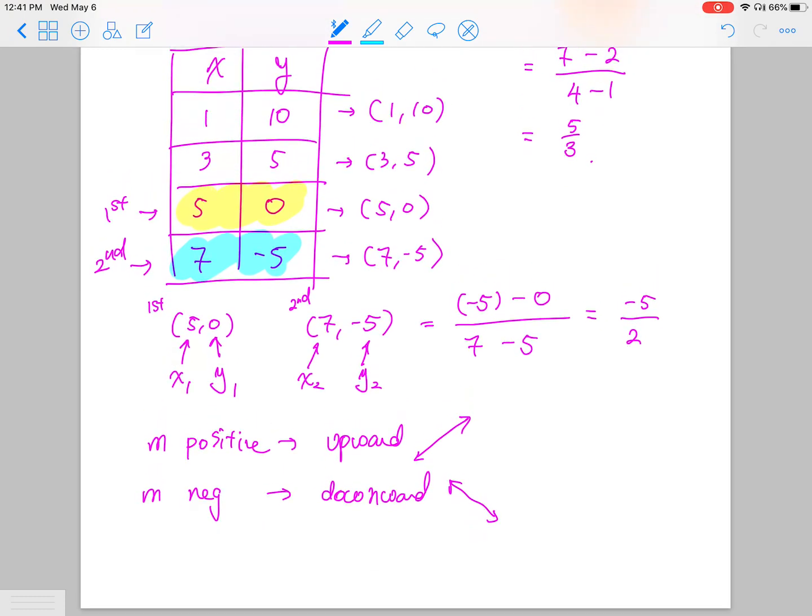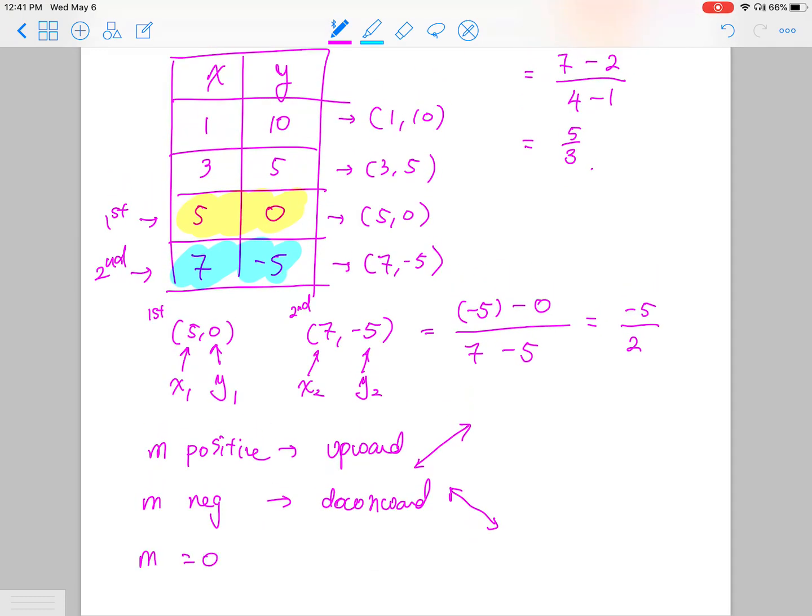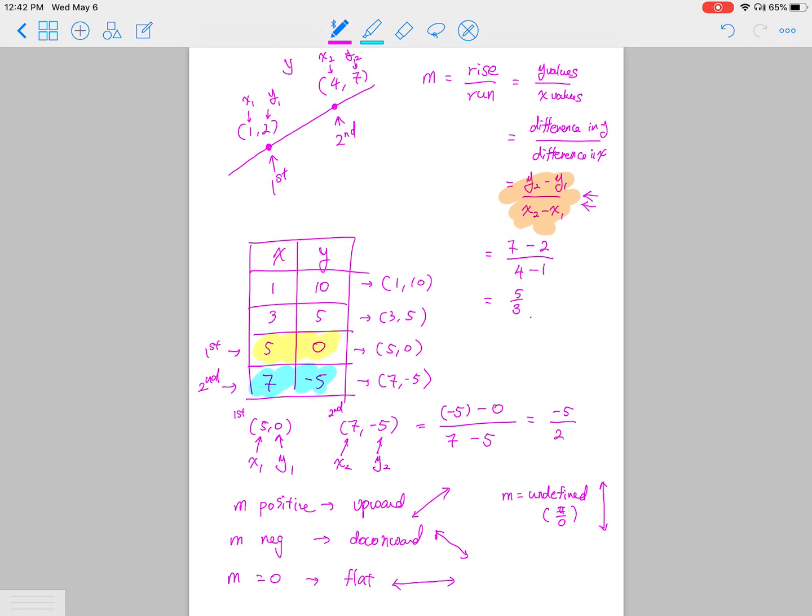Okay? What if the slope equals 0? Well, then it is flat. It is literally flat. It does not go up or down. And what if my m is undefined? For example, if your slope is a number over 0, that is undefined. You cannot divide anything by 0. So that basically tells me my graph is going straight up or down. That's basic knowledge of the slope and how to calculate the slope.